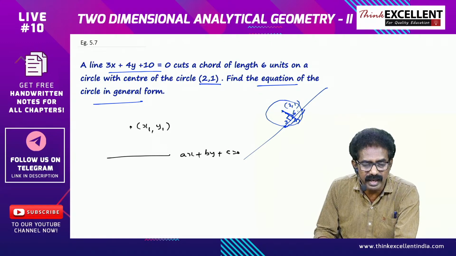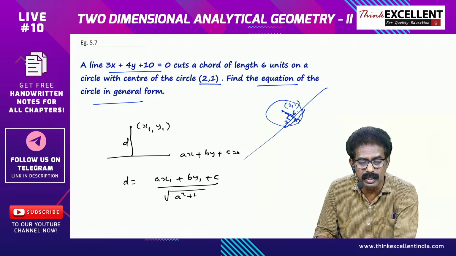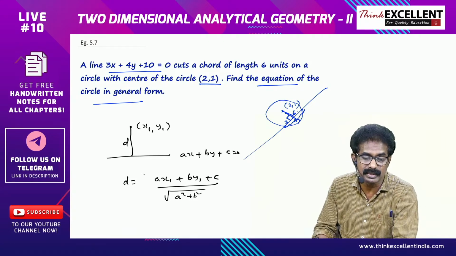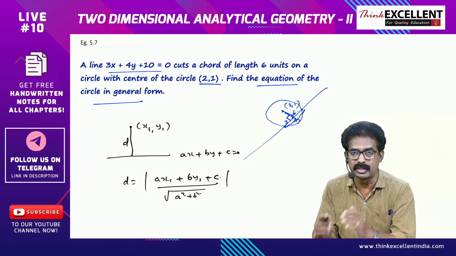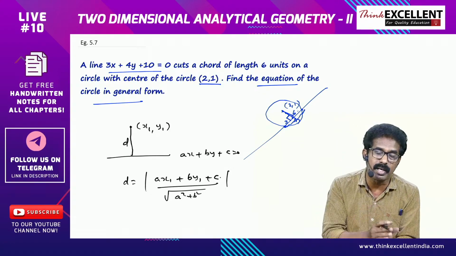If I want to find the distance between a line and a point, substitute the point in ax1 plus by1 plus c, divided by root of a square plus b square. Some of the students may be remembering this. The answer should not be negative, so take the positive value, take the modulus of this. This is how you can find the distance between a point and a line.